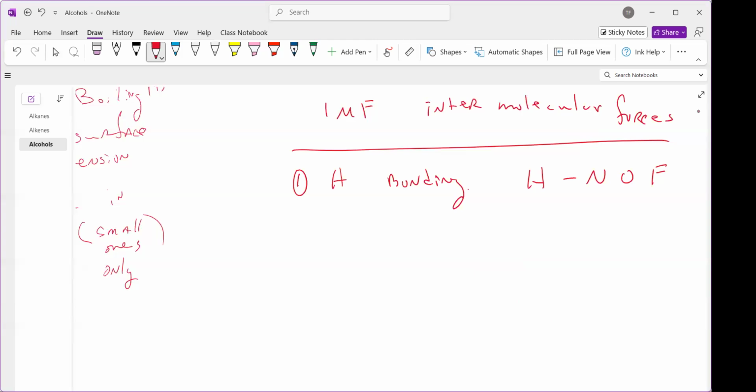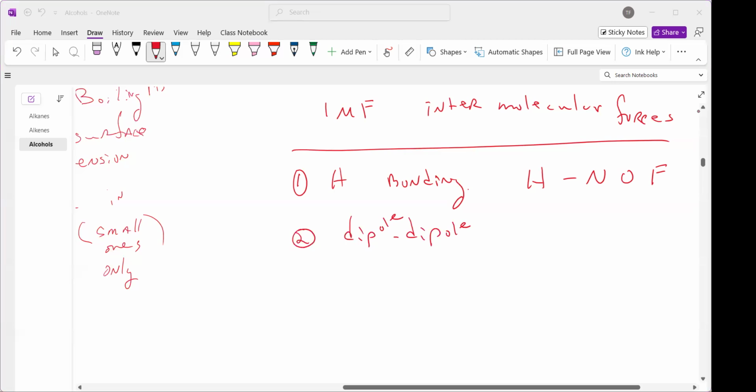Now, the difference between inter and intra. Inter is between molecules. Intra is within the molecule. Now I'm talking about between molecules. Okay, so the stronger one is hydrogen bonding. Alcohols, guess what, have hydrogen bonding. The next one is dipole-dipole. Dipoles are weaker than hydrogen bonding.